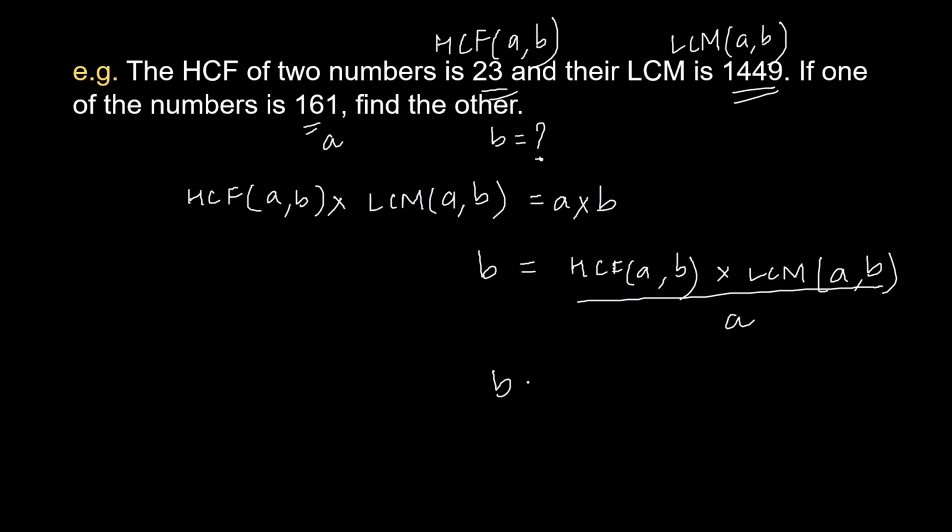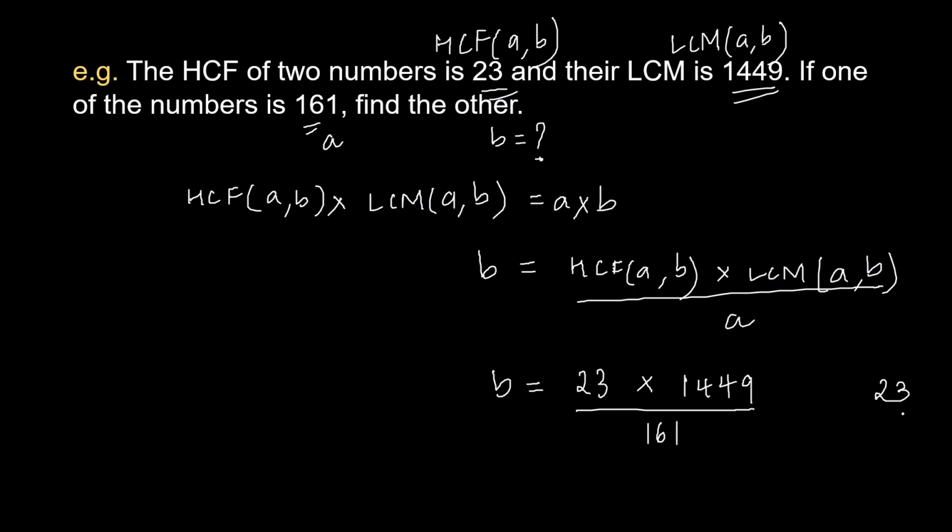So B is, HCF of A comma B is 23, 23 into LCM of A comma B is 1449, and A is 161. So now we have to cut this. So we'll cut 23 and 161. So 23 is prime. So 23.